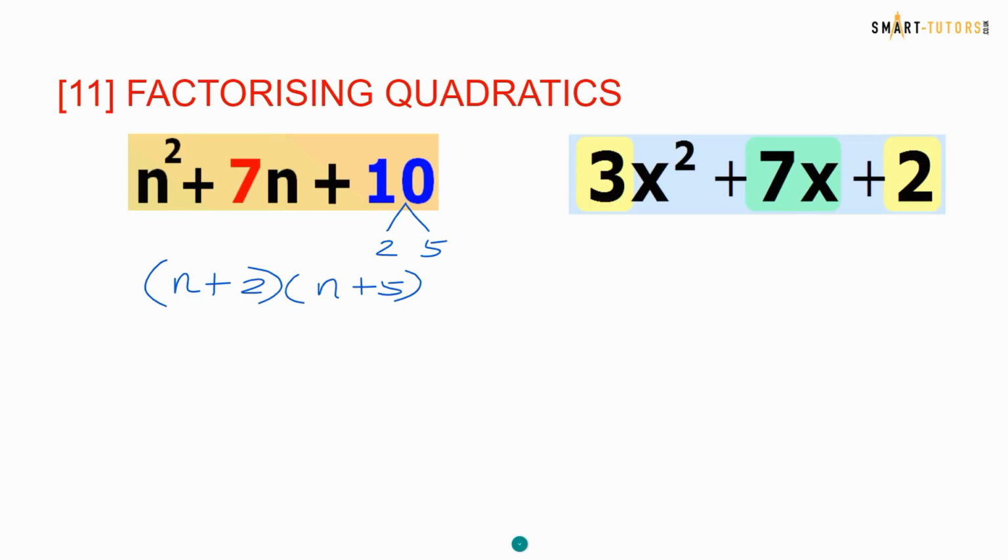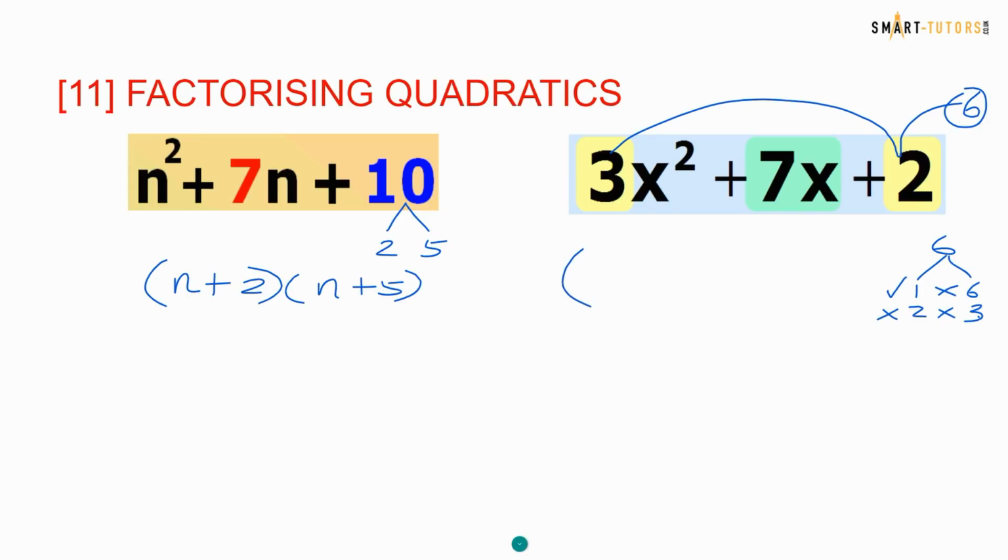Next question, 3x squared plus 7x plus 2. In this case, you need to multiply 3 times 2, which is 6. So the factors of 6: if I list all the factors of 6, they are 1 times 6, 2 times 3. If I add 6 plus 1, it is 7, it's coming. So this is the perfect pair of factors. 3 plus 2 is 5, it's not coming. So that is not the factors.